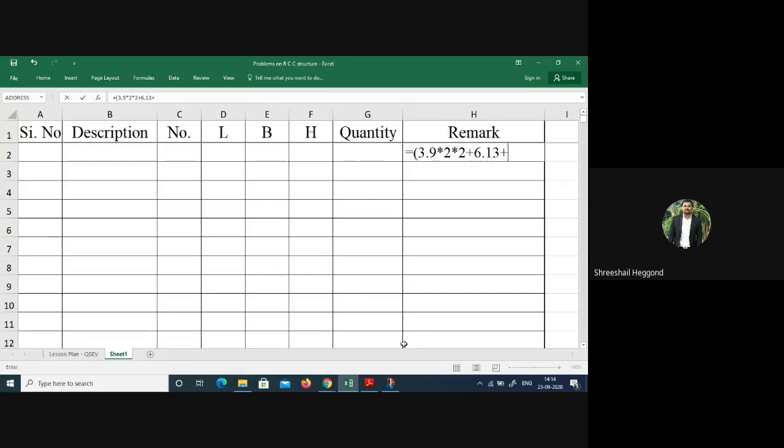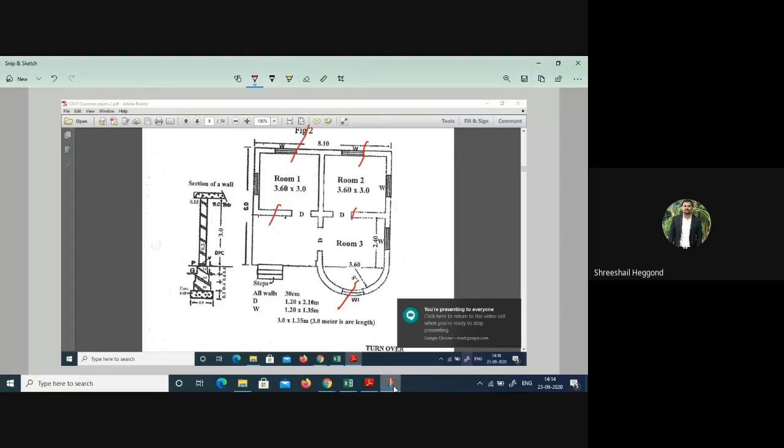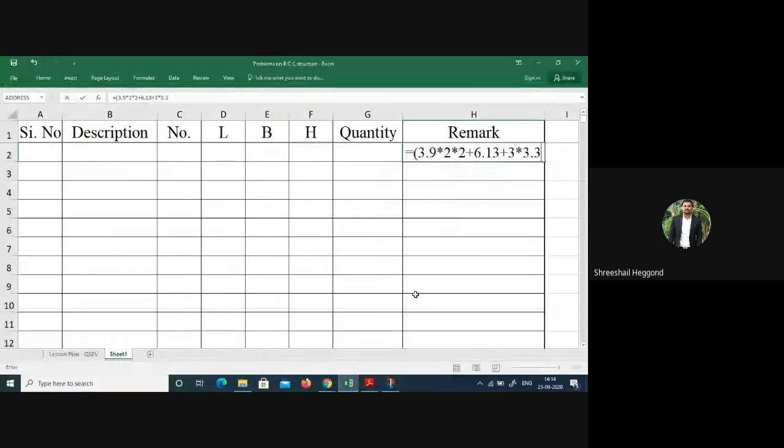That is for the semicircle wall. And next, for these 3 walls I can consider at a time. The internal dimension is 3 meter, and center to center it will be 3.3. There are 3 walls of 3.3 meter. That can be given as 3 into 3.3 plus.